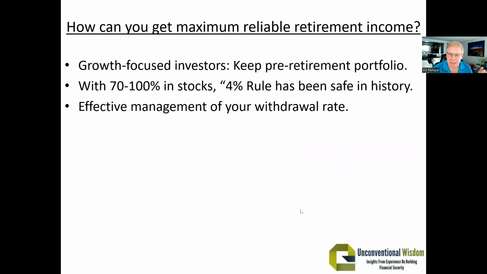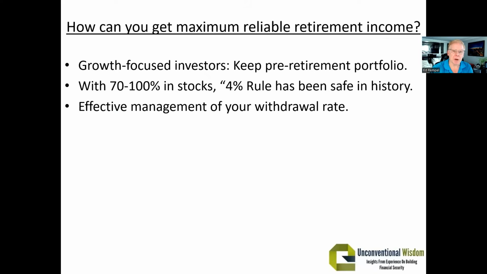Now, how can you get the maximum reliable retirement income? We want to make it as high as we can, but still be reliable. How do we do it? Basically, the best advice for growth-focused investors, like the people who follow my blogs and podcasts and our clients, is usually to keep the pre-retirement portfolio that you were comfortable with, within your risk tolerance, with decent growth, since when you retire you've got 30 years in front of you. It's long term. So the best advice in just about all cases is when you retire, keep basically the same portfolio or the same method that you had before you retire.